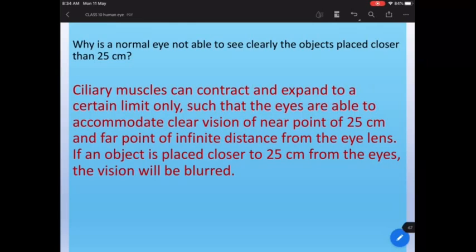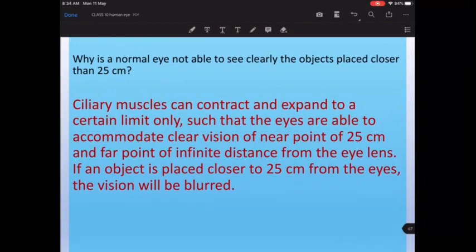So this again is a very important question. Okay, next. What happens to the image distance of the eye when we increase the distance of the object from the eye?